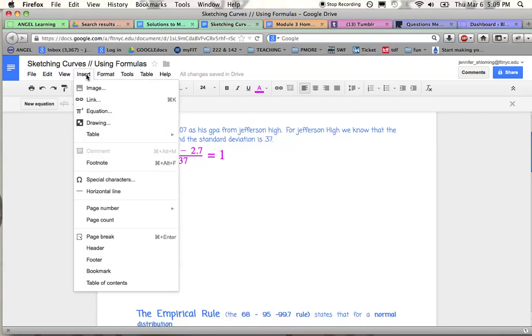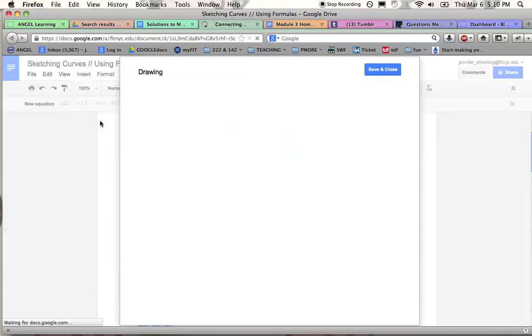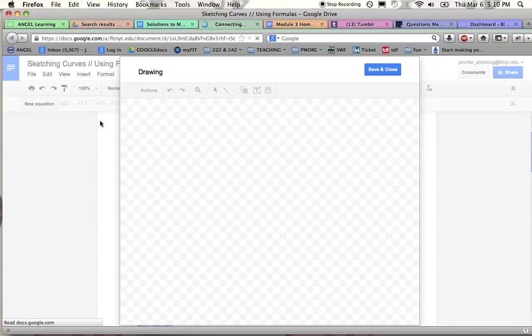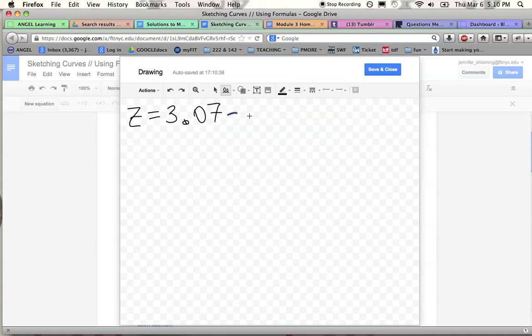To do that, and to sketch curves, you go to Insert, Drawing. You have to wait for it to load. There, it's loaded. You click on the line and go to the last thing, the scribble. And here, using your mouse, you can scribble anything you want. So we're going to write out, by hand this time, z equals 3.07. Also, if you try to make the line too neat, it's not going to come out.